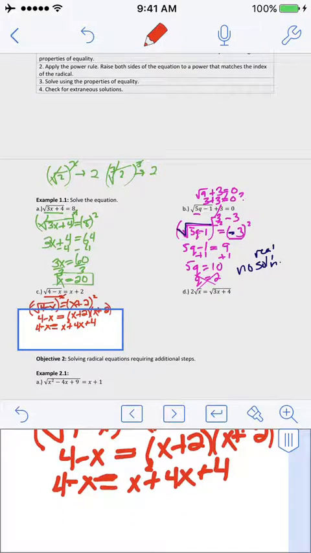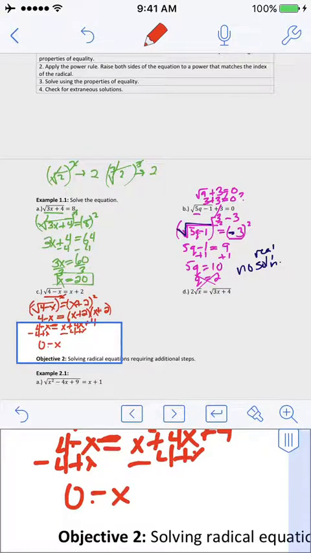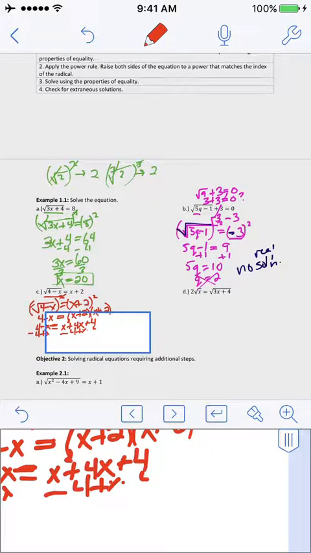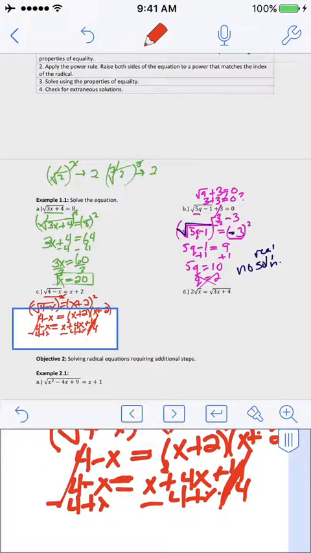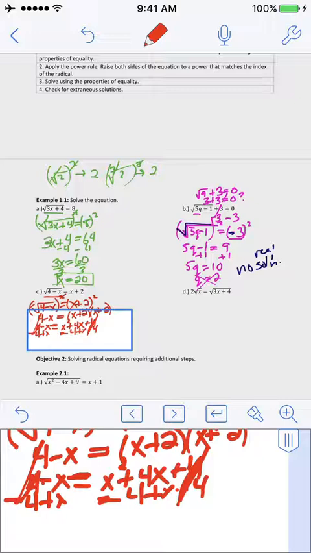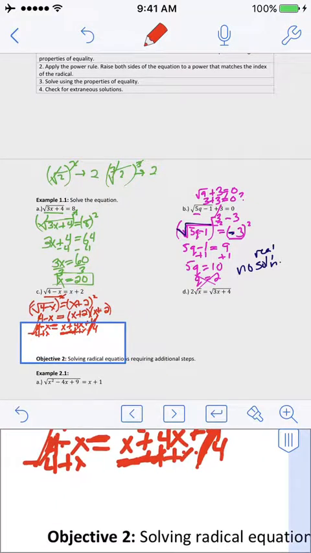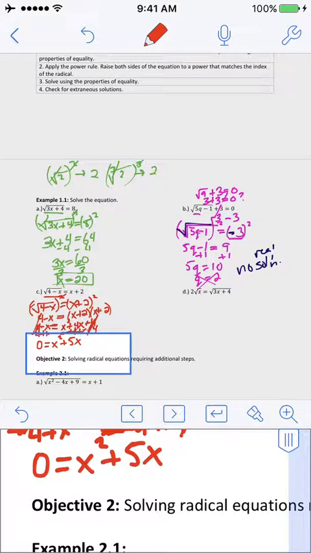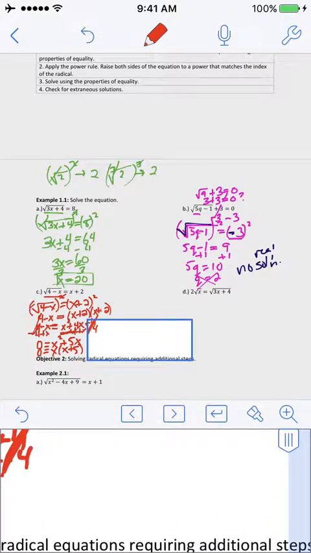Now I have a quadratic, so I'm going to need to factor. Let me subtract 4 and add x to both sides. Let's do this one at a time. So minus 4, those cancel out on both sides. Minus x, so add x, you end up getting 0 is equal to x squared plus 5x. Sweet, I don't have to do general trinomials because I see a GCF there, x times x plus 5. So in this case, either x is 0 or x is negative 5.